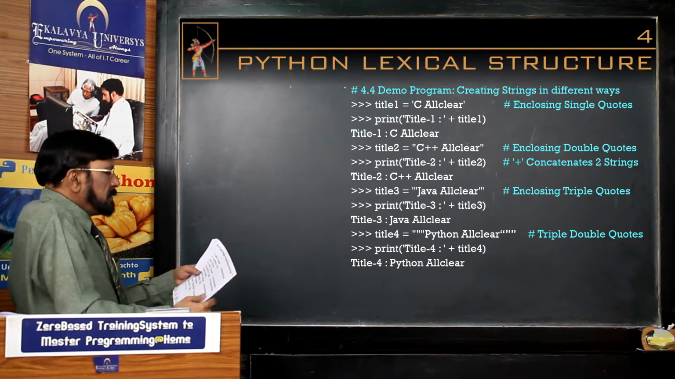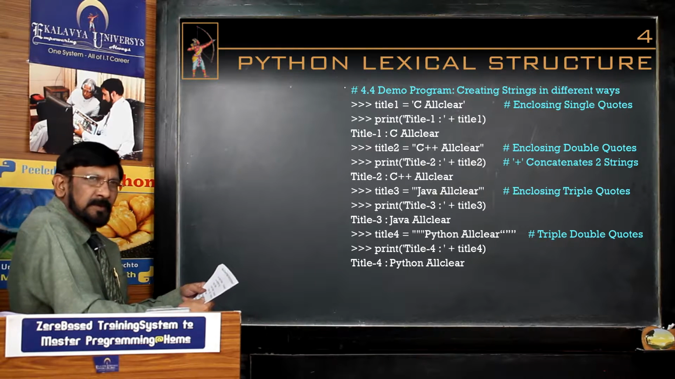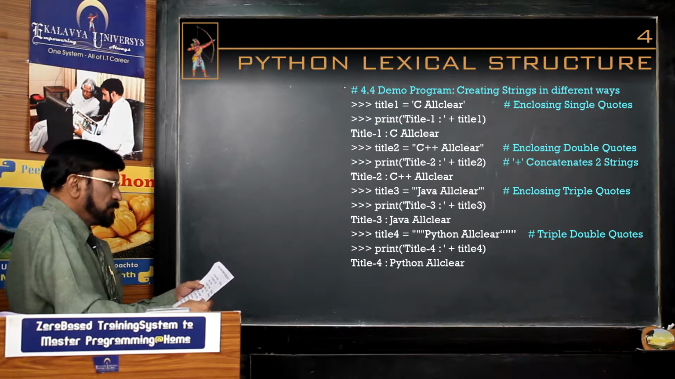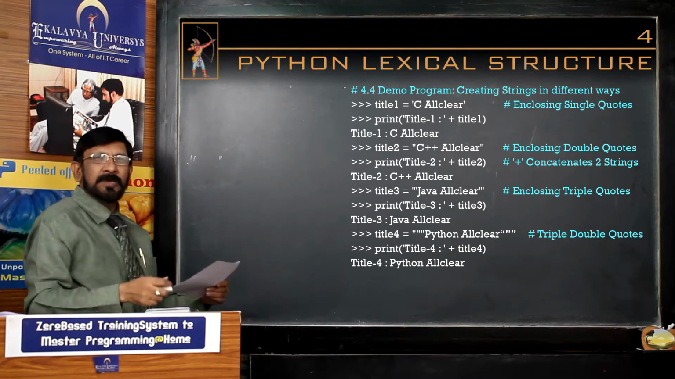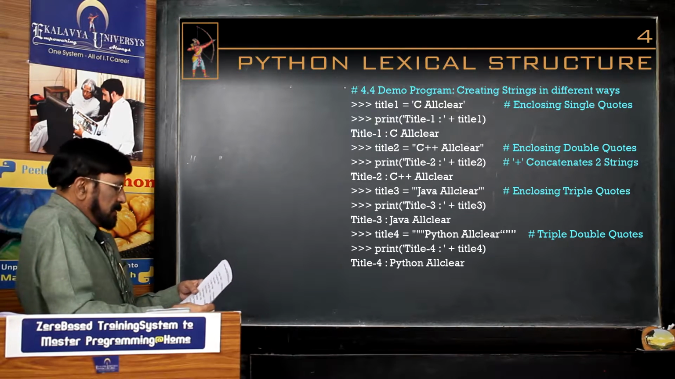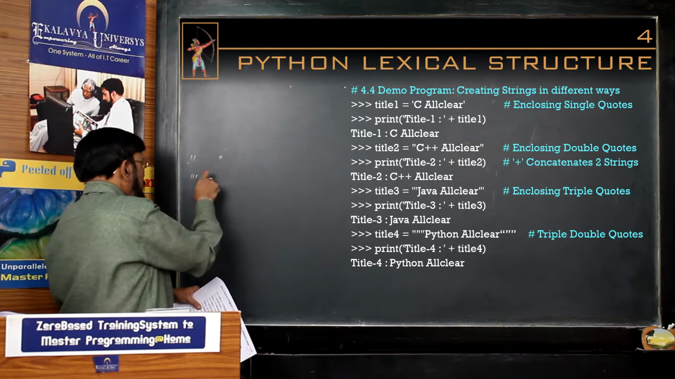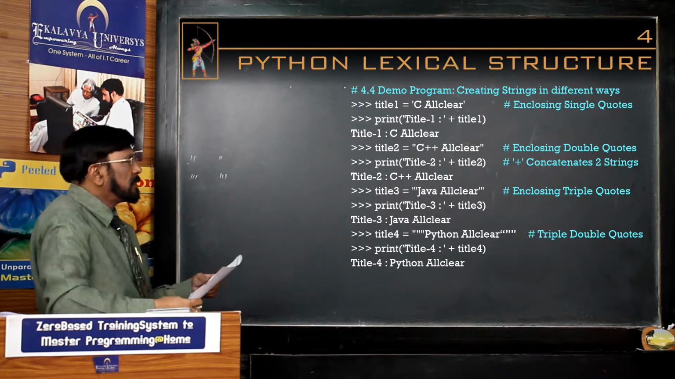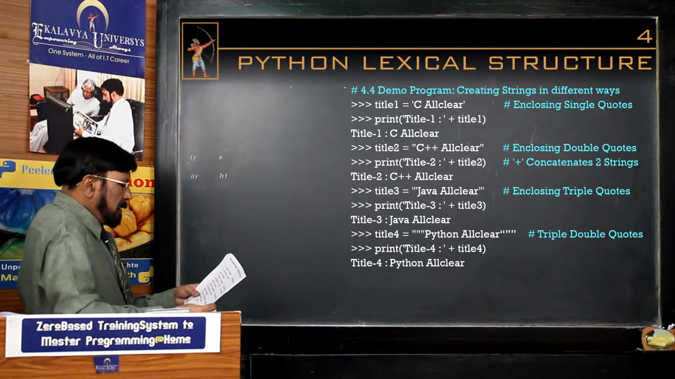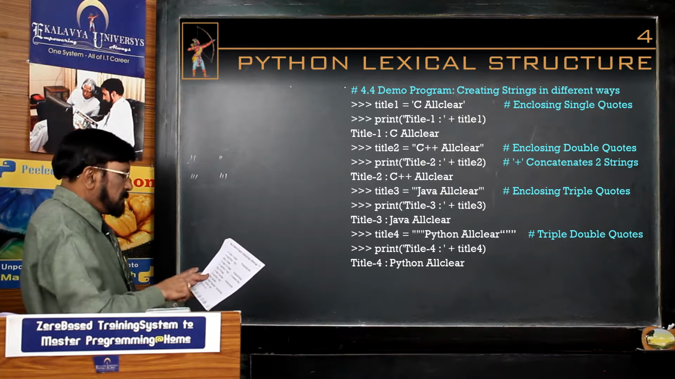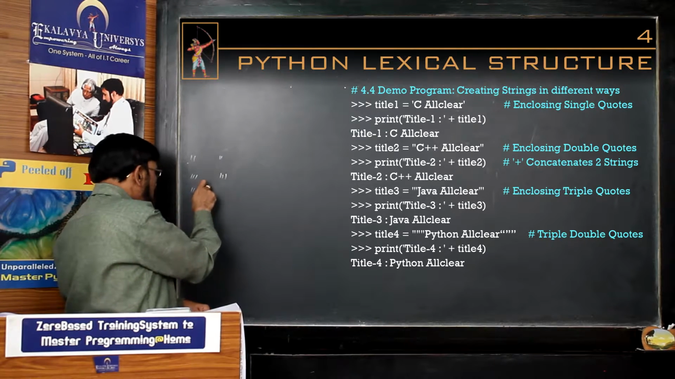Next, here title 1, see all here, we include with a pair of single quotes. Title 2, C++ all clear, then we include with a pair of double quotes. Next, third, title 3, Java all clear, a pair of triple single quotes. Next, title 4, Python all clear, and there a pair of triple double quotes.